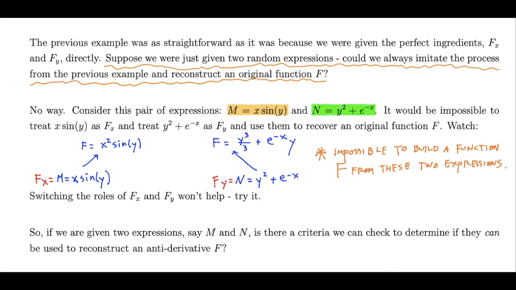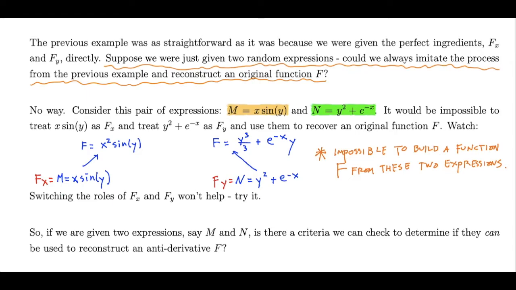And maybe you think I just made the wrong choice for M and N as it regards associating them with the partial derivatives, but it doesn't matter. If I was to switch so that M was considered f sub y instead and N was considered f sub x instead, I would still run into the same problem.